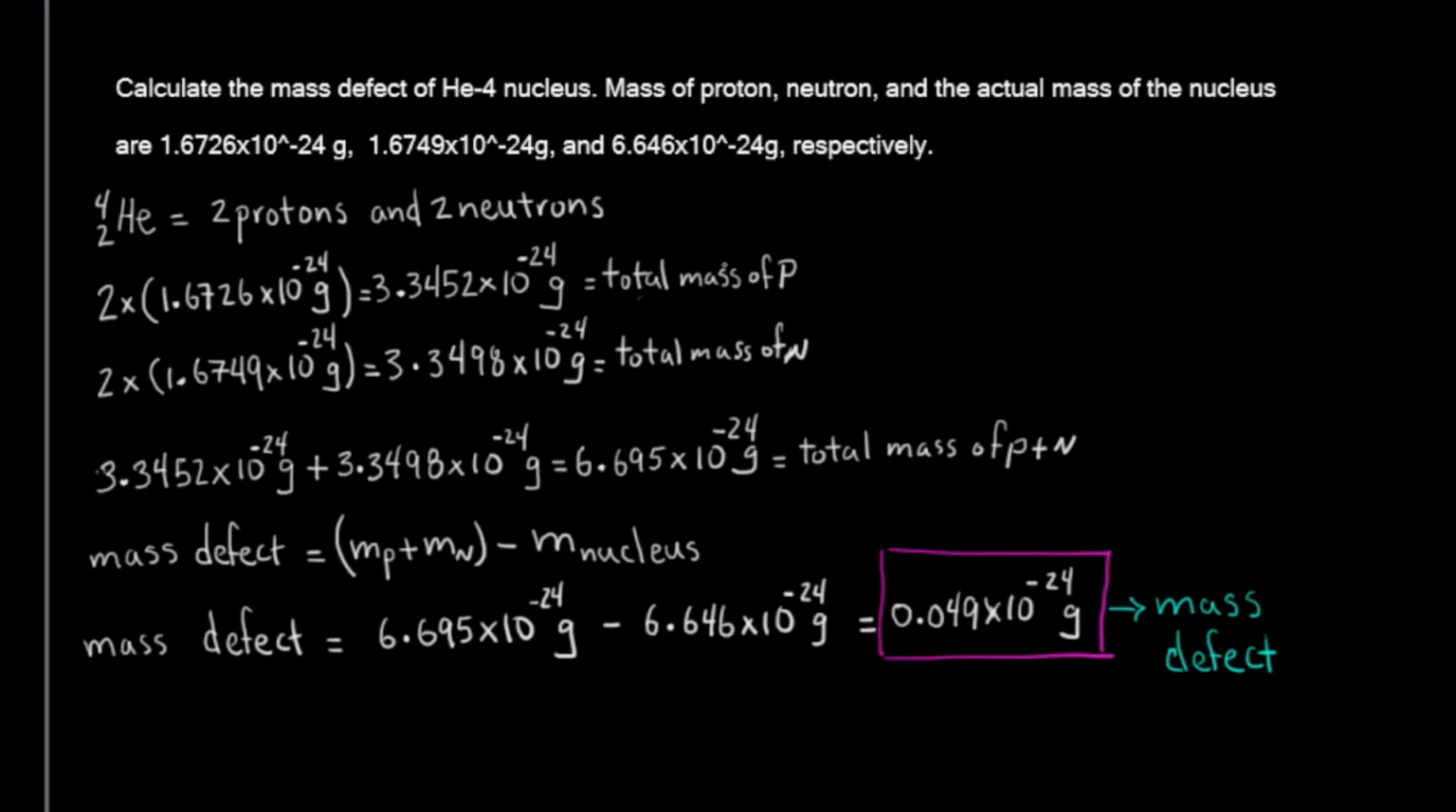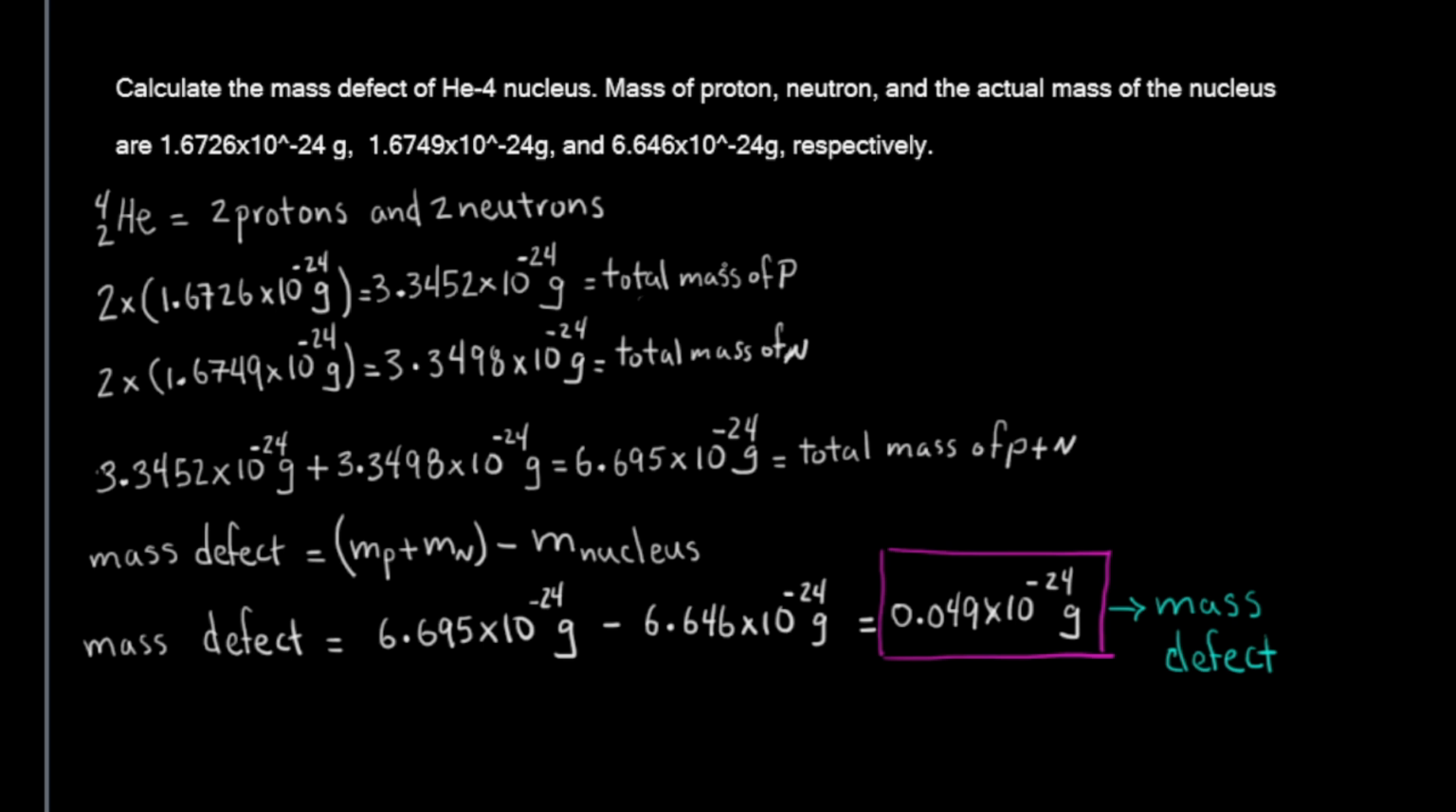This value equals the total mass of free protons. Then we need to multiply the mass of neutrons by 2 because there are 2 neutrons inside the helium-4 nucleus. So we have to multiply 2 times 1.6749 times 10 to the minus 24 grams, and we get a value of 3.3498 times 10 to the minus 24. This is the total mass of free neutrons.